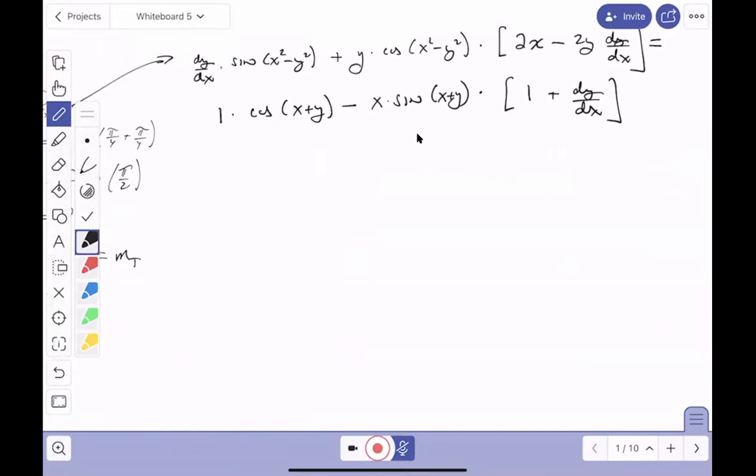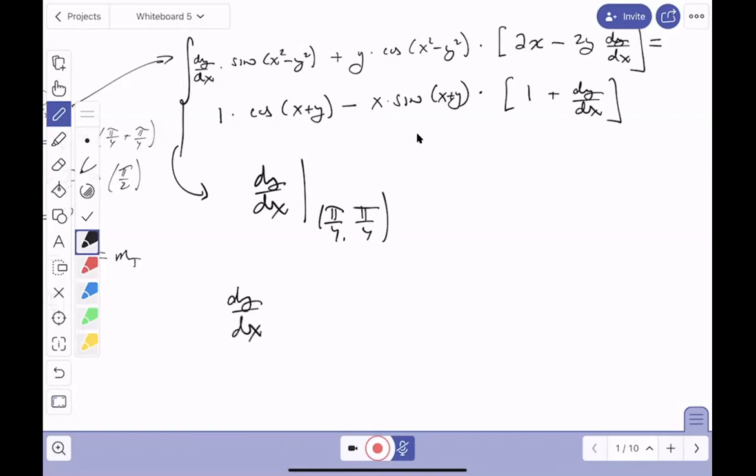I want to find out what dy dx is when x and y are pi over 4. Let me write this down for you. So I'm going to take this thing here, and I'm going to try to figure out what dy dx is when I get the point pi over 4, comma pi over 4. So what do you get? Dy dx. It's tough. I'm not saying otherwise. Let's see. You get sine of 0, right? I got that done. Let's go to the next one.